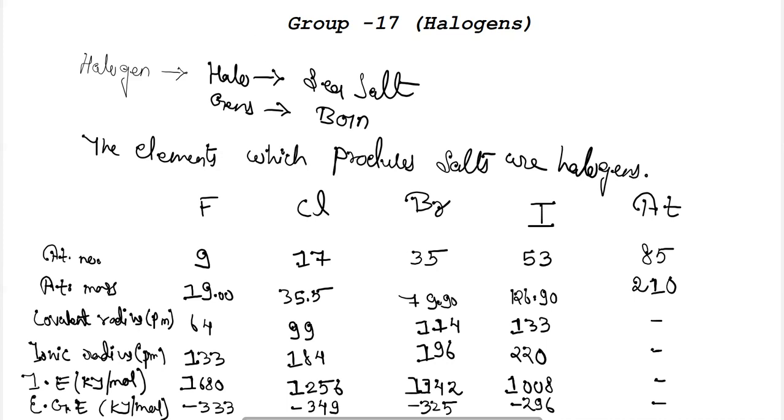Okay, let's move further and talk individually about each of the properties and how they show trends for the halogen group. So first is the atomic radius, atomic and the ionic radius.